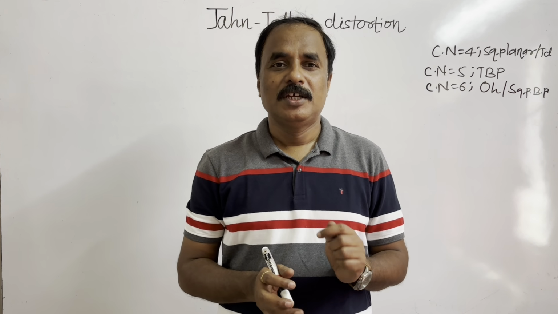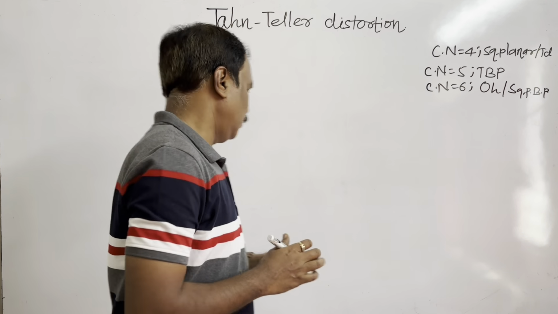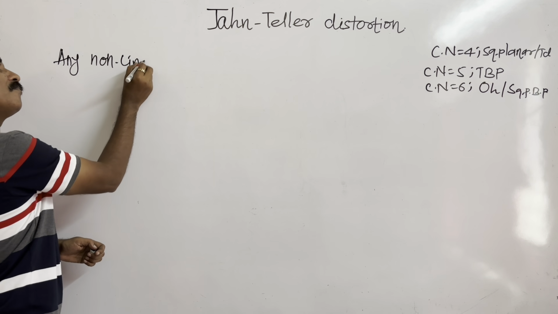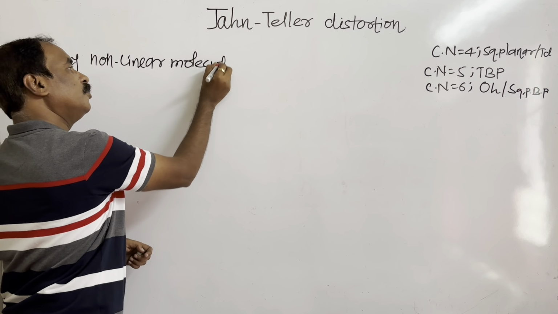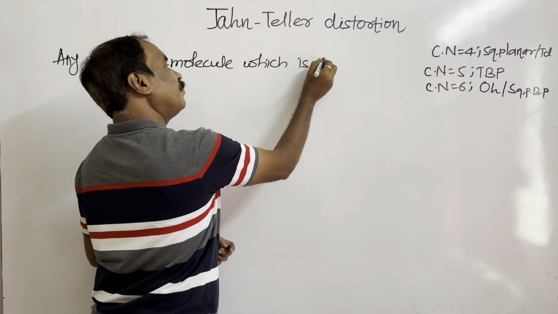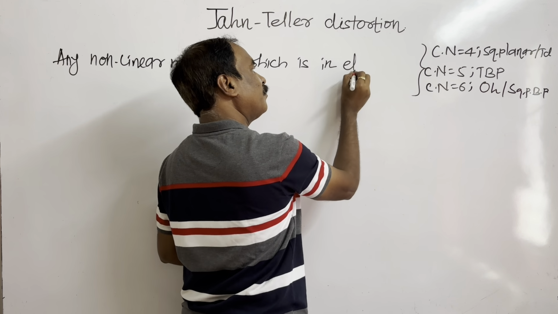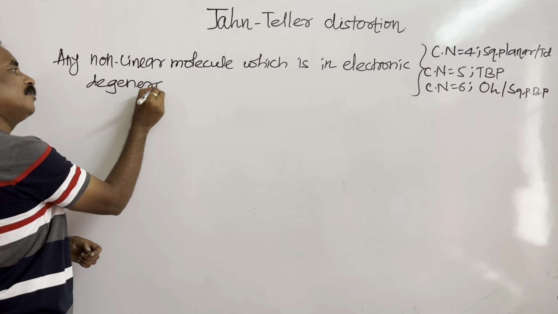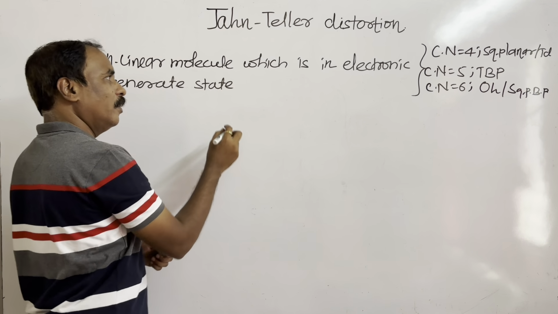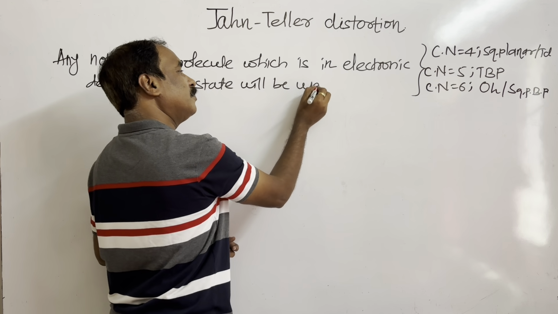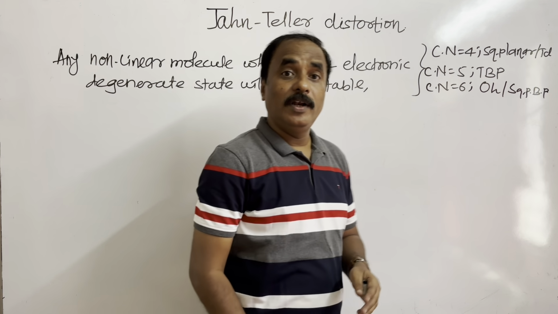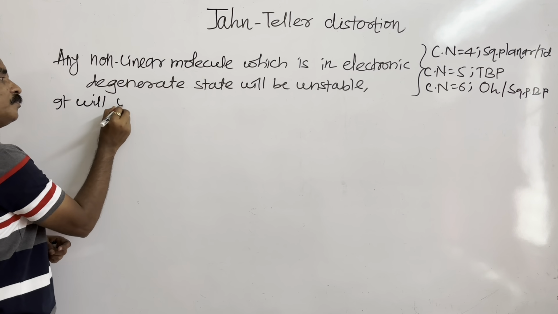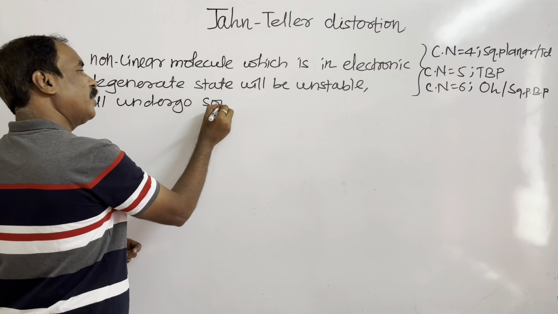So what is the statement of this theorem? This is about non-linear molecules. Any non-linear molecule which is in an electronic degenerate state will be unstable, and will undergo some kind of distortion in geometry.